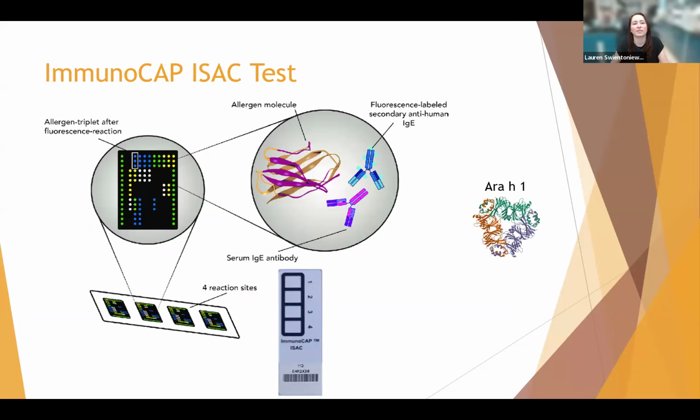I went over what the ISAC test is. This is a really cool glass chip. It's very small. On that chip, there are really, really tiny dots of triplicates of whole allergens or whole proteins of different allergens among different foods. And so we apply the patient sera to this chip, and we're able to see how your IgE, which is important for allergy and allergy response, is binding to the different proteins or allergens on the chip.